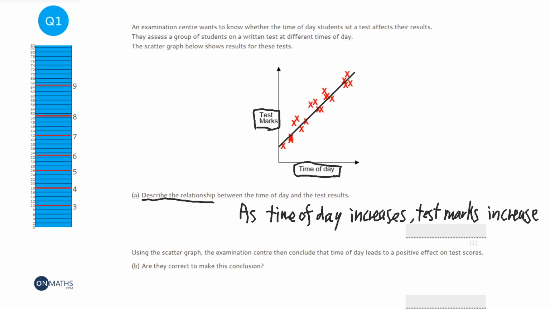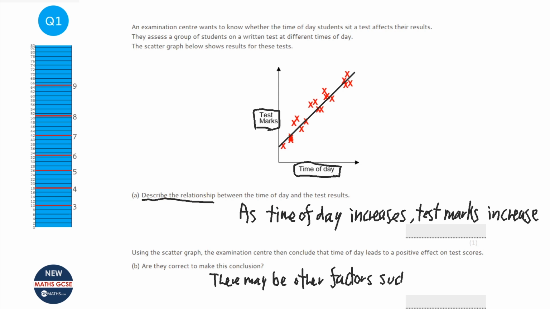Basically, this is a question about the fact that just because two things correlate does not mean that one causes the other. So write a sentence like, there may be other factors such as, what else, tiredness, fatigue. So make sure you give an example as well to support your argument.